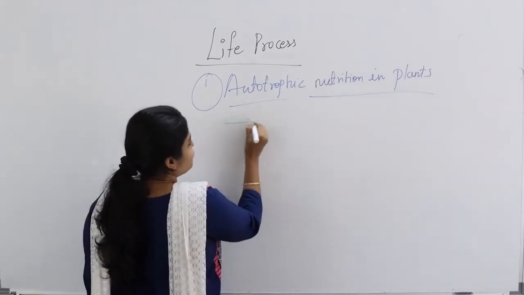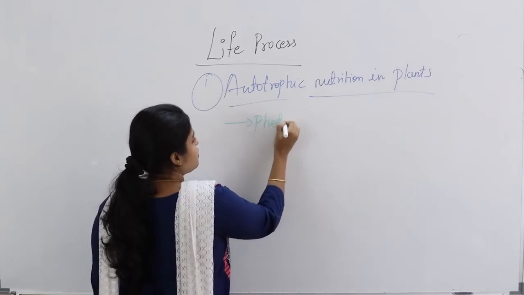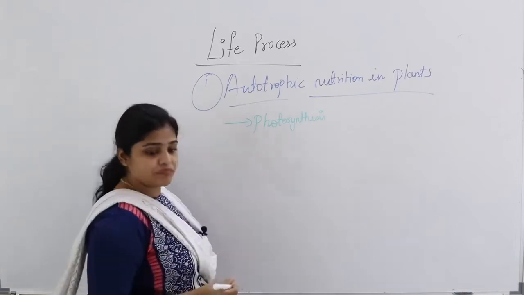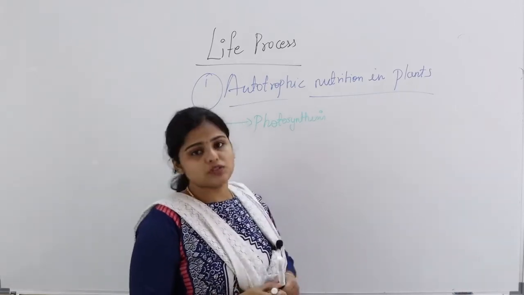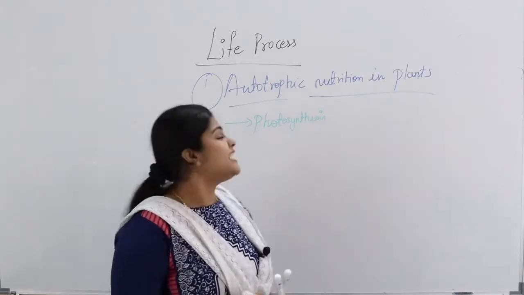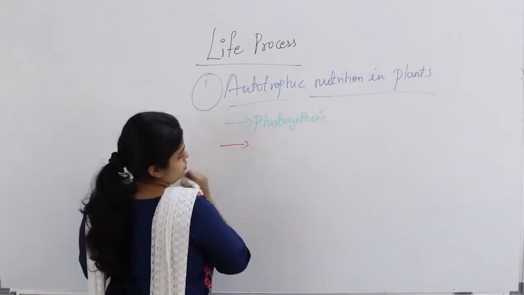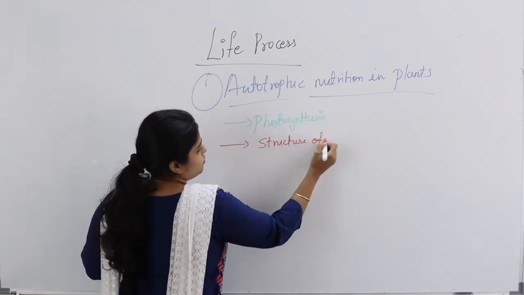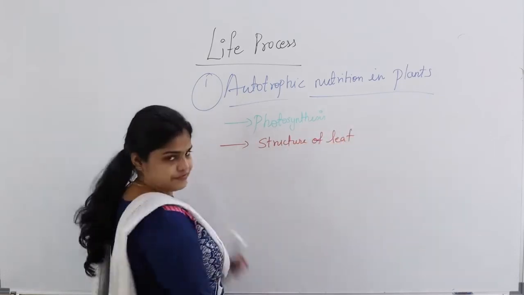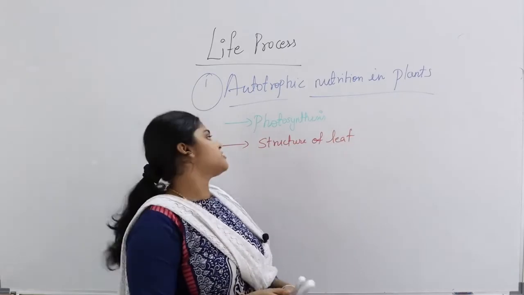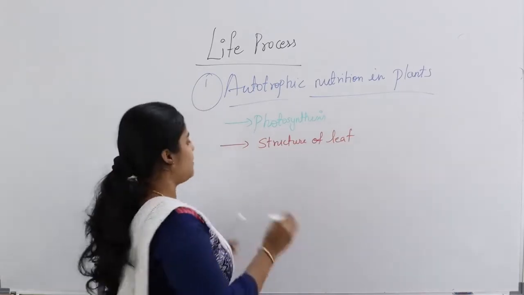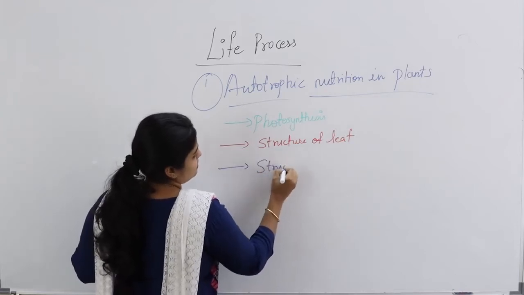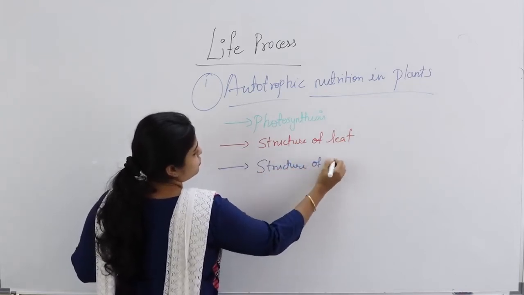Okay, so when I talk about autotrophic nutrition in plants, the first topic which comes to my mind is photosynthesis. Okay, first process is photosynthesis. Second, what I should know is the structure of leaf. And the third topic I should know about is the structure of stomata.